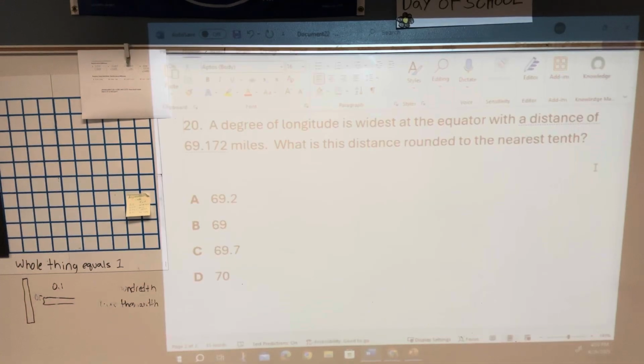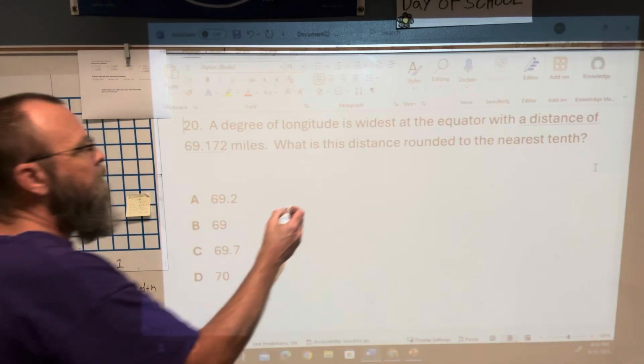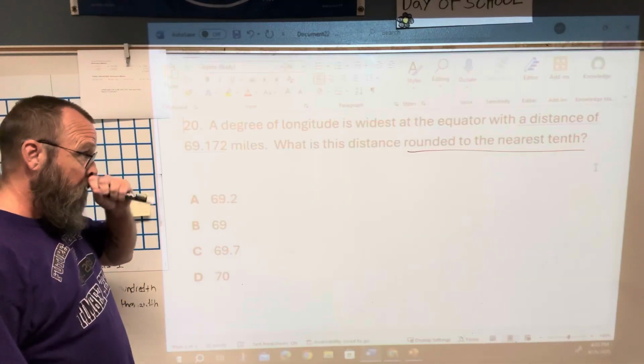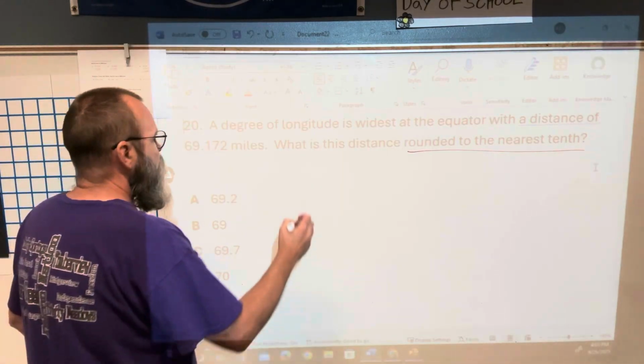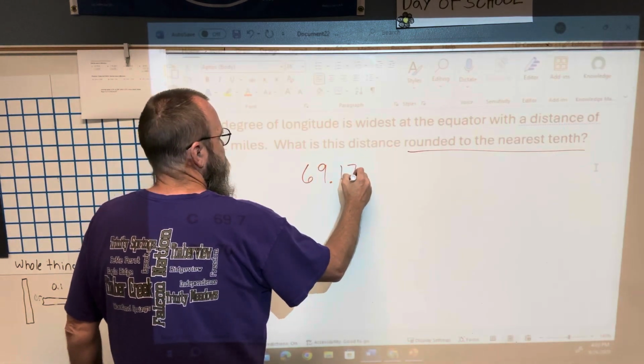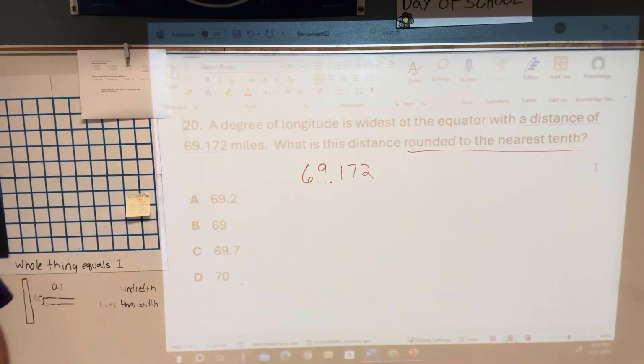Problem 20. A degree of longitude is widest at the equator with a distance of 69 and 172 thousandths miles. What is this distance rounded to the nearest tenth? So we're rounding it to the nearest tenth. You have your place value chart in your journal. So if I'm going to write it down, 69 and 172 thousandths.